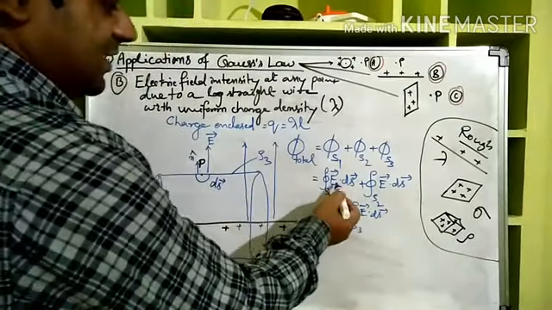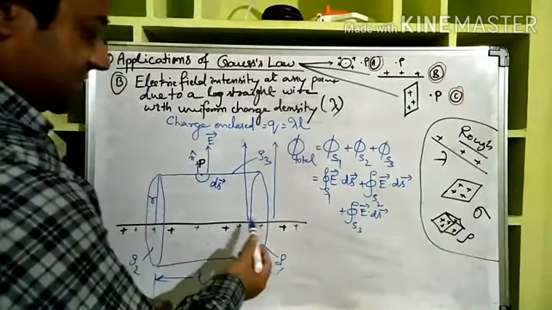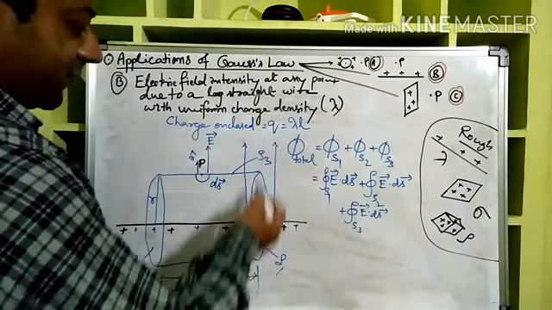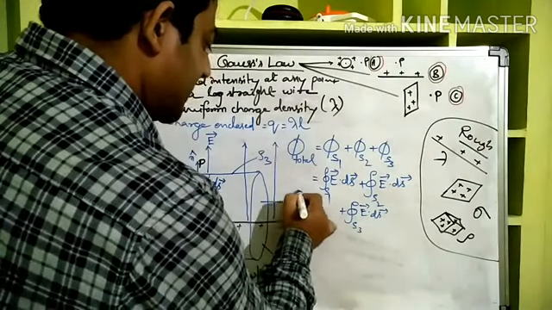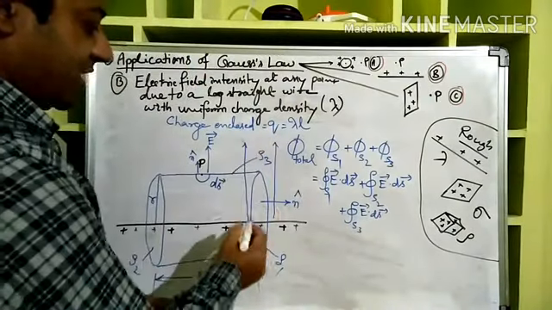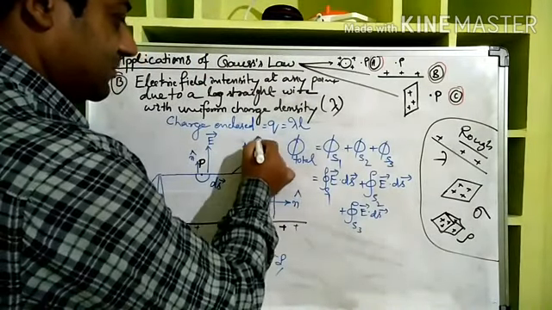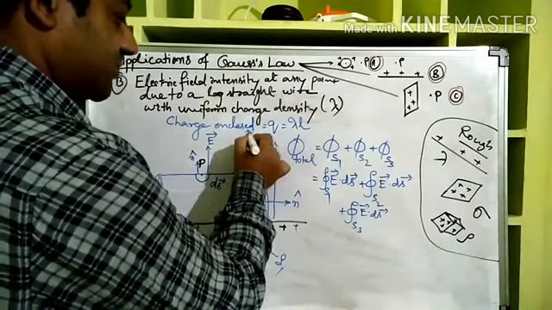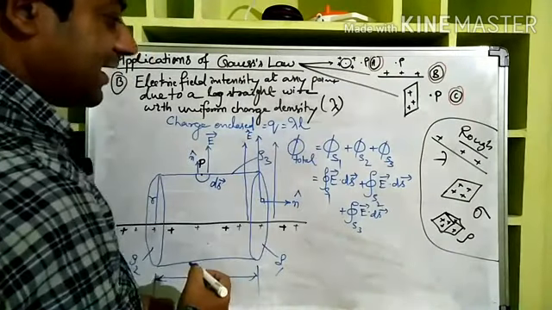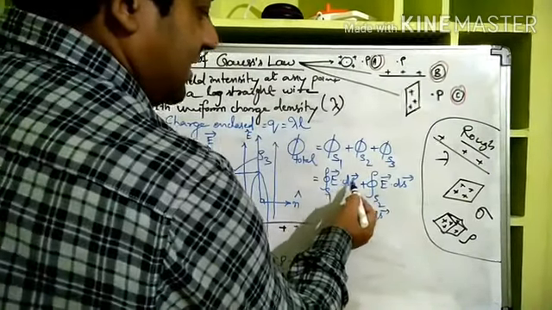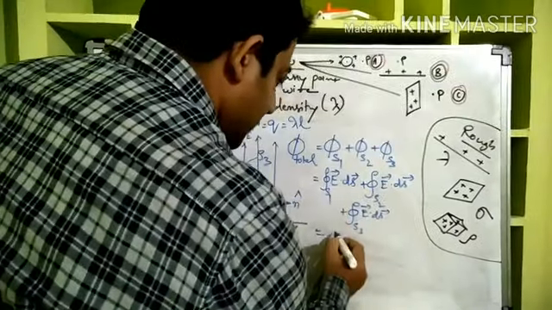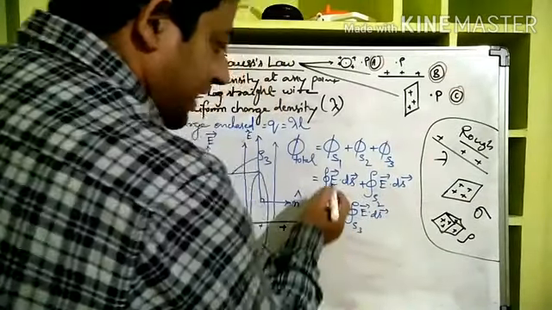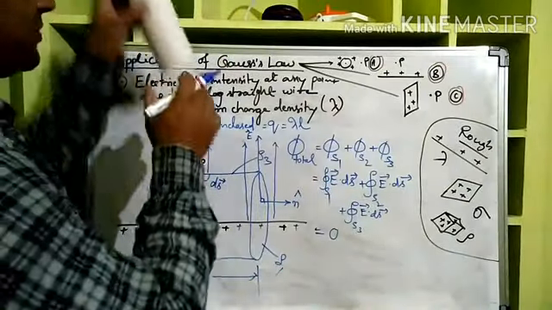Then see about E dot ds. What is the angle between E and ds for S1? For S1, its area is along this direction, right? And E is in the upward direction. So what is the angle? It is 90 degrees. So this will be E ds cos 90. Cos 90 is 0. That's why this part will become 0, right? Now mathematically we can conclude that this part will be 0.